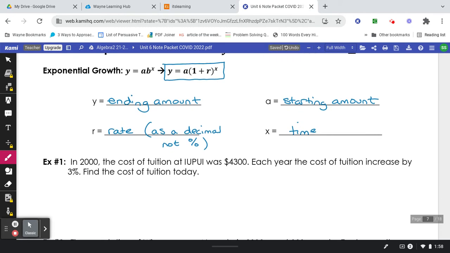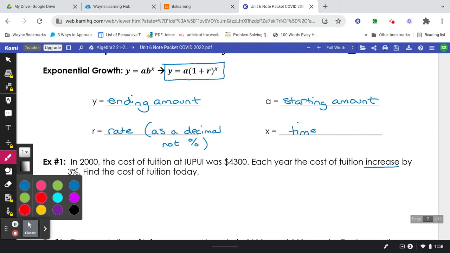All right, let's look at the first problem. In 2000, the cost of tuition at IUPUI was $4,300. Each year, the cost of tuition increases. So there's your word increase, so you know you're going to be using the equation with a plus, the exponential growth. It increases by 3%. Find the cost of tuition today.